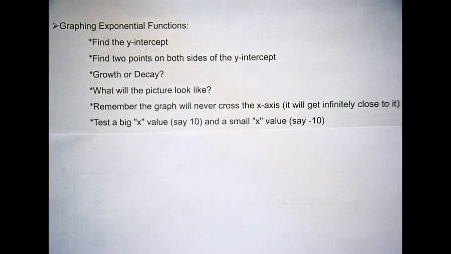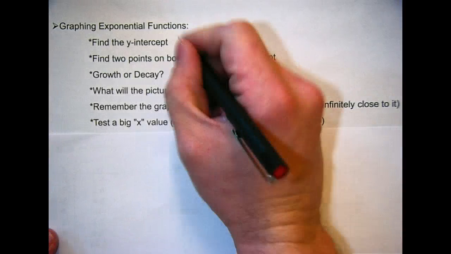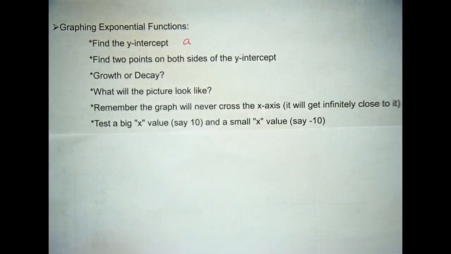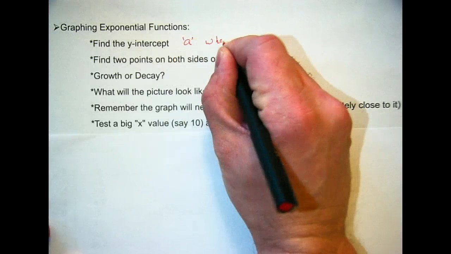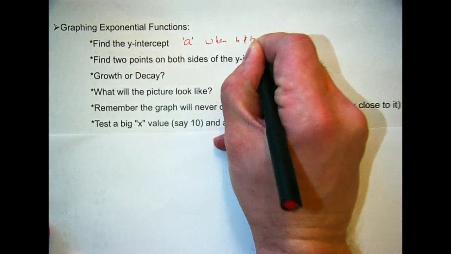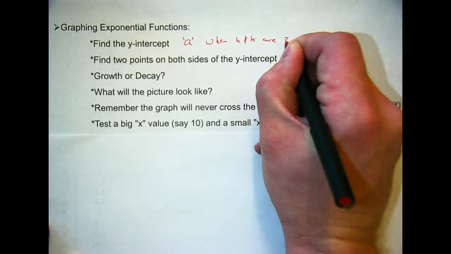Okay. Graphing exponential functions. First thing you need to do is find the y-intercept. Tell your neighbor what the y-intercept is. A is our y-intercept when h and k are 0. It's always A when h and k are 0.